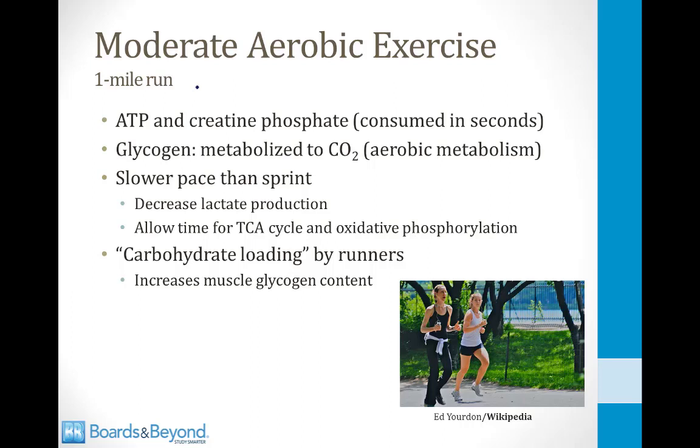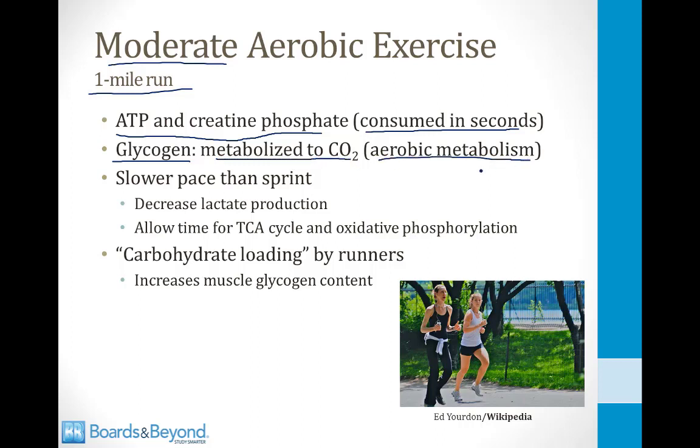Now let's talk about the biochemistry of aerobic exercise. And first, let's consider moderate aerobic exercise. And let's talk about what happens when you go on a 1 mile run. The ATP and creatine phosphate in your muscles is consumed in the first few seconds, as we talked about in the last slide. Your muscles will then begin to metabolize glycogen, but because you're not in an all-out sprint, they can use the slower metabolic pathways like the TCA cycle and electron transport. In other words, they can metabolize the glycogen all the way to carbon dioxide. This is aerobic metabolism using oxygen.